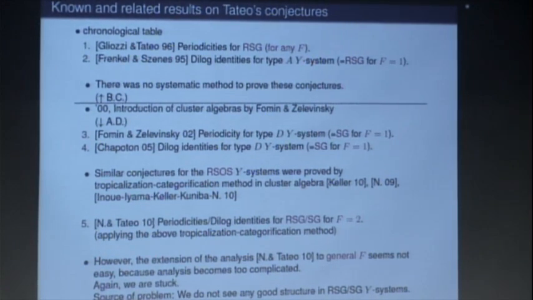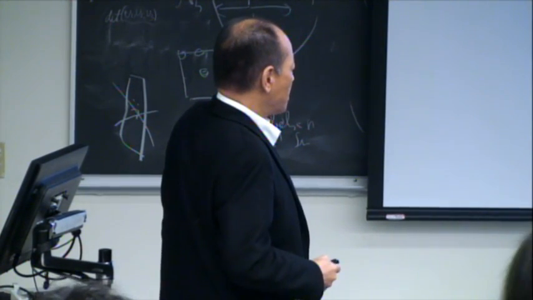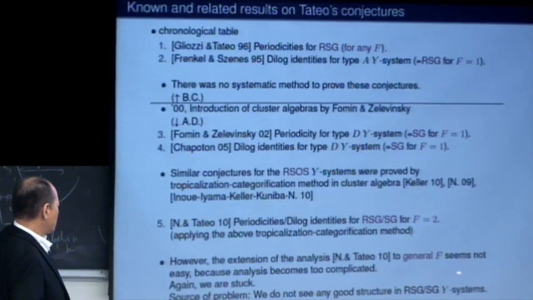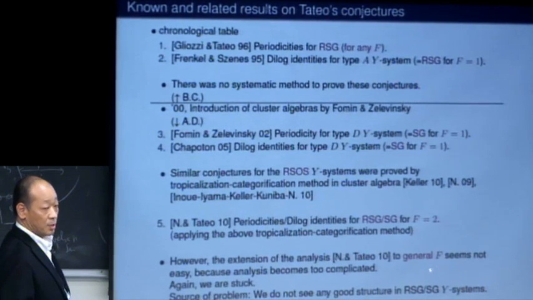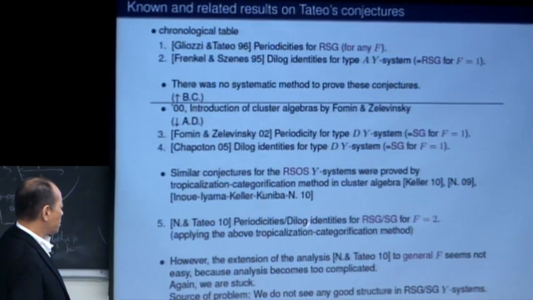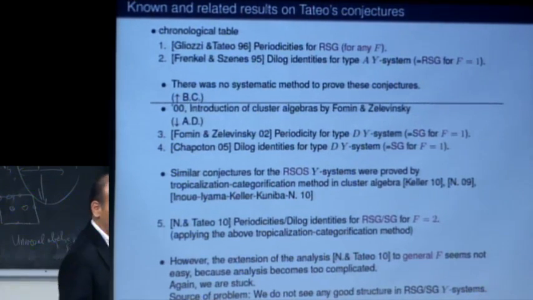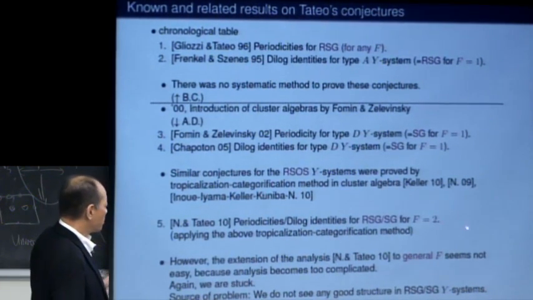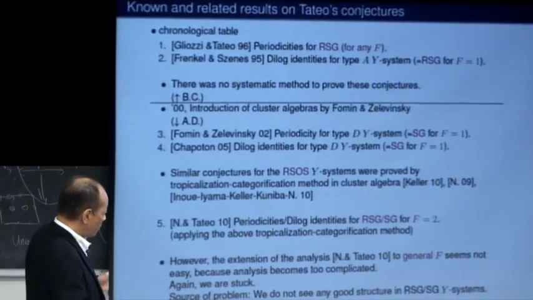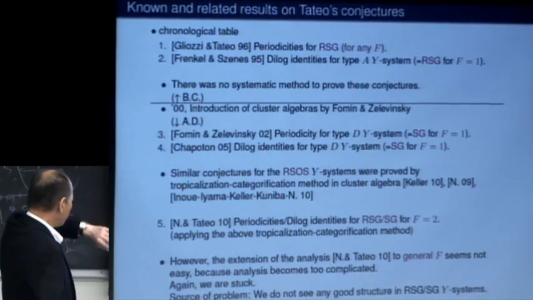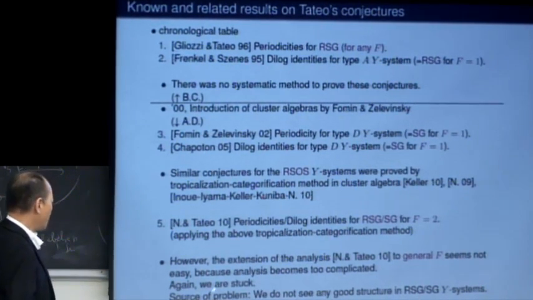However, the extension of this analysis to general f seems not easy because the analysis becomes too complicated. In a sense, we solve this equation at the tropical level very explicitly. I can do it for f equal 2, but for f equal 3 and 4, I found that the situation is really difficult. So again, we are stuck.